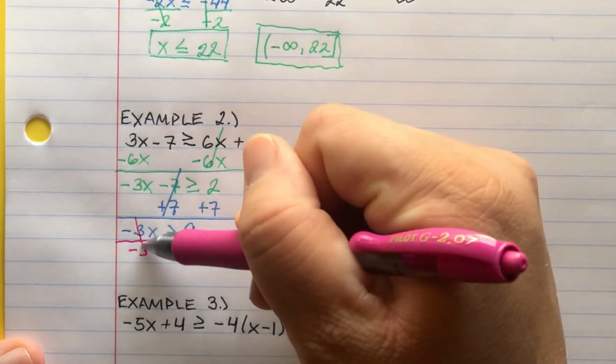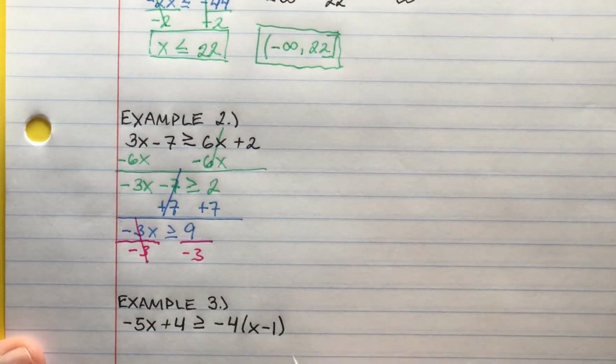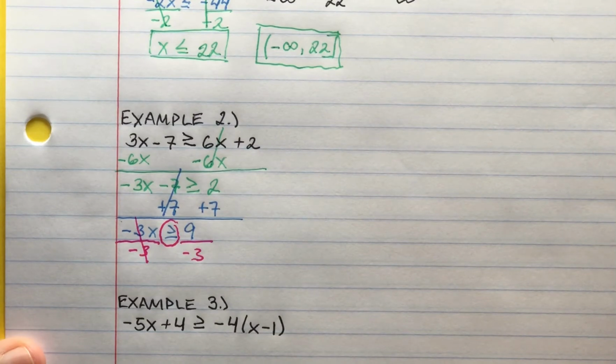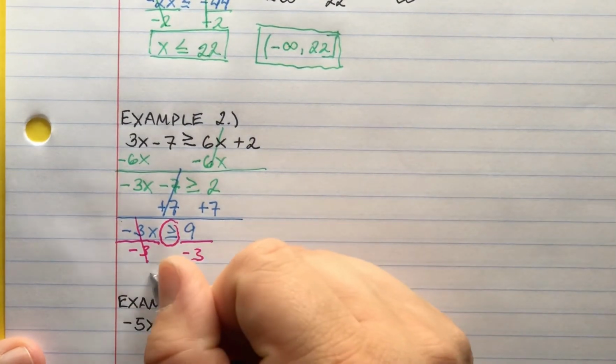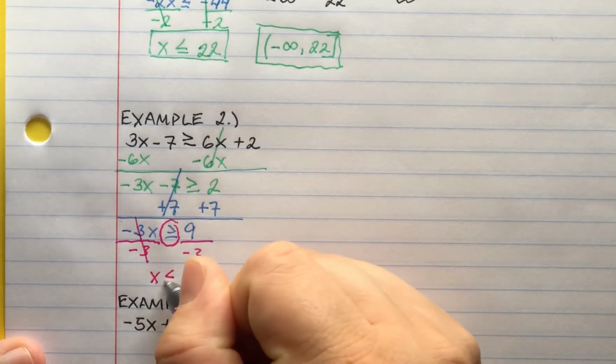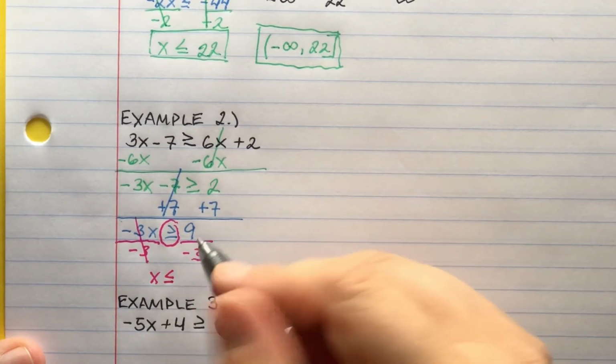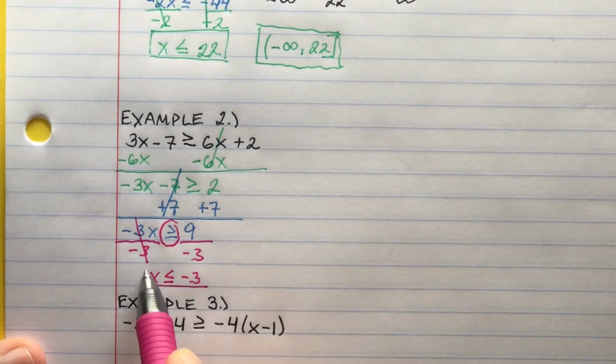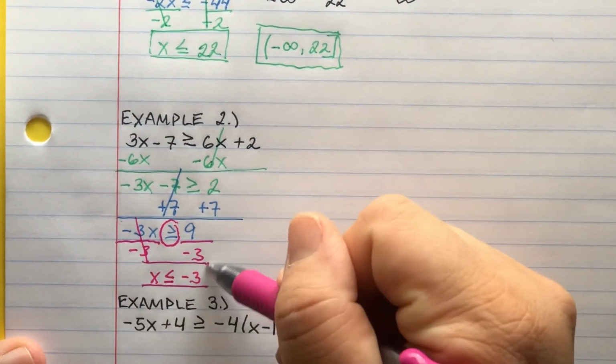The negative 3's will cancel. Because I'm dividing by a negative 3, I know that my symbol is going to change direction. So now when I rewrite this, it's going to become x is less than or equal to 9 divided by negative 3 is negative 3. Every time you divide by a negative number, your symbol for inequality will flip.